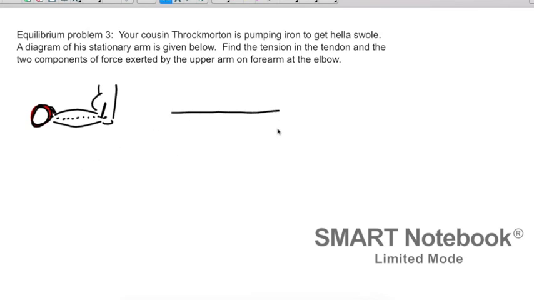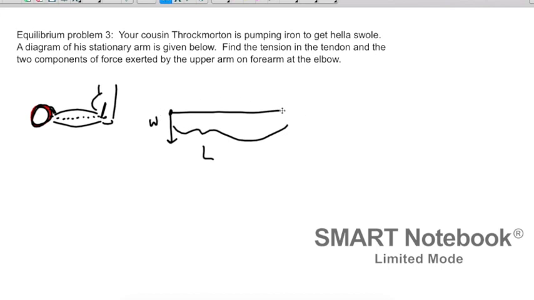Here's his forearm. Let's say that his forearm from wrist or hand to elbow has a length of L. And let's say that right here is where he's holding on to that weight. And let's say that the weight just has a weight of W. So I'm going ahead and drawing a free body diagram.